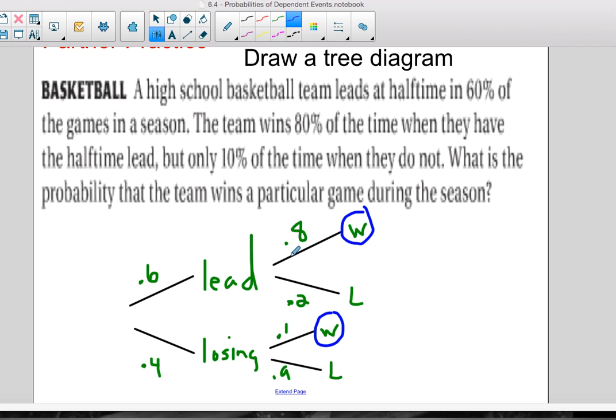So in this case, it would be just 0.6 times 0.8 plus, right? That's almost like or, you have two different types of favorable outcomes. 0.4 times 0.1. And I think when you add those two together, you get something like 52%, right? And that would be the probability that they win a game.